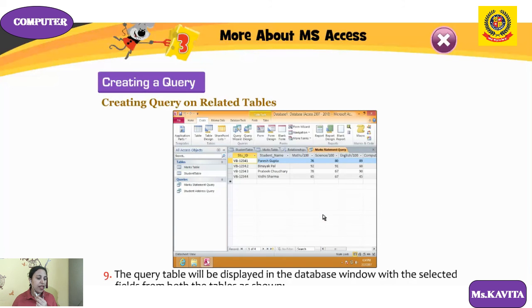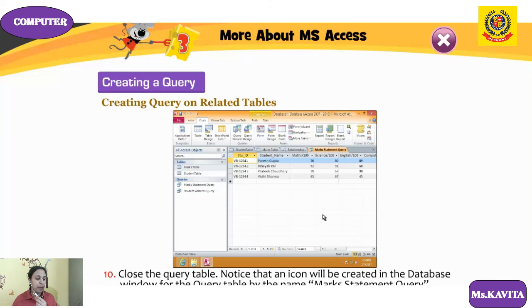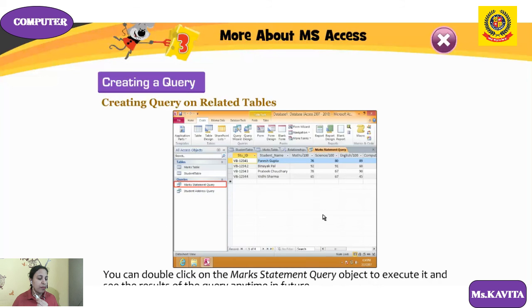The query table will be displayed in the database window with the selected fields from both the tables. Close the query table. Notice that an icon will be created on the database window for the query table by the name marks. You can double click on the marks statement query object to execute it and see the results of the query anytime in future.